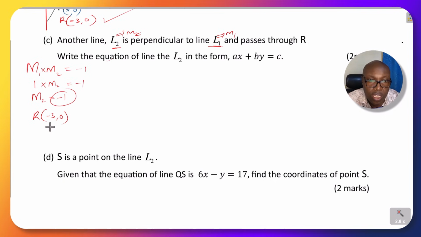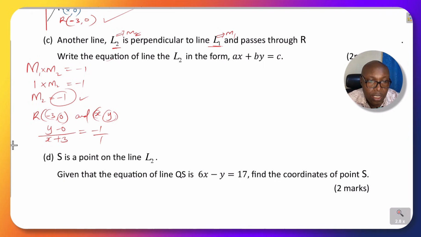So if you want to get the equation, having the gradient at one point, you simply use that point which is given, which is negative 3, 0, and introduce another general point xy on that line. Then use these 2 points to calculate the gradient, of which you know the gradient is negative 1. So how do you get the gradient? Change in y, so y subtract 0, divided by the change in x, x subtract negative 3. X subtract negative 3, that will be x plus 3. And that gradient should be negative 1.